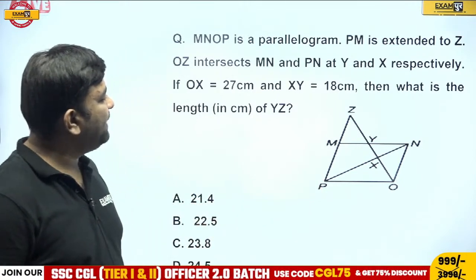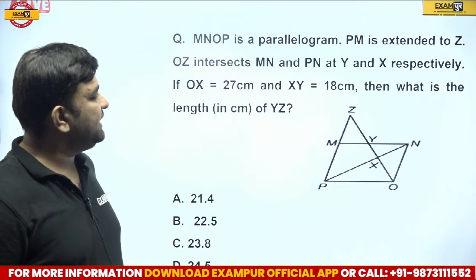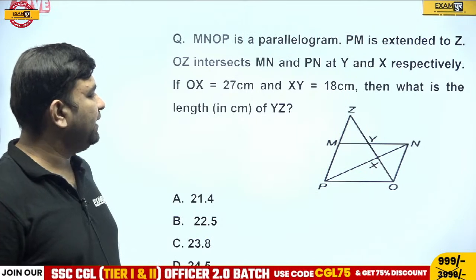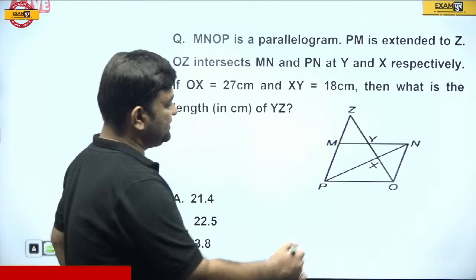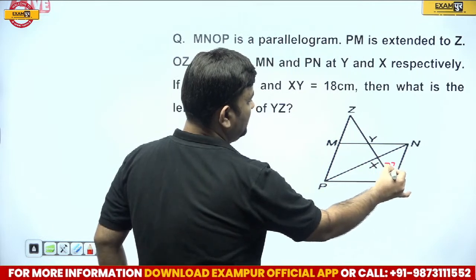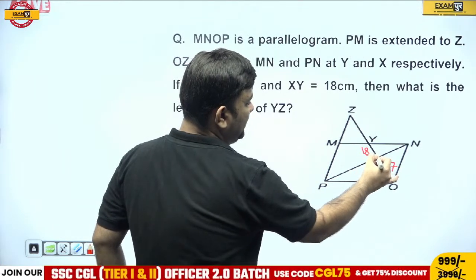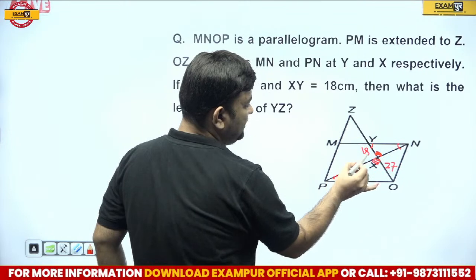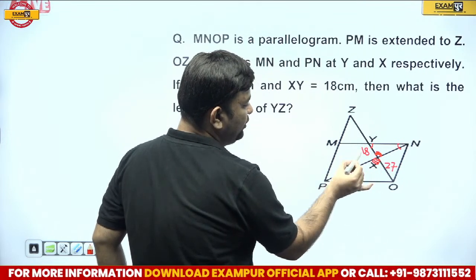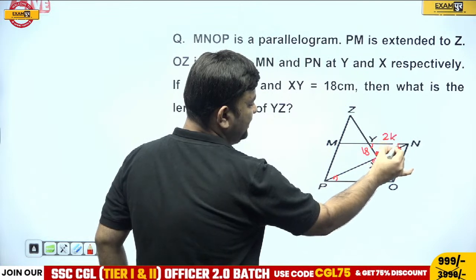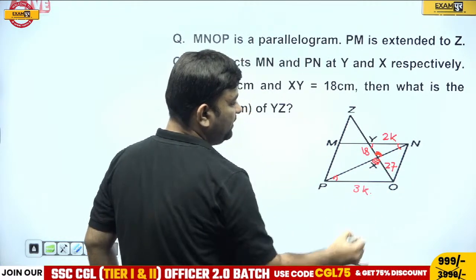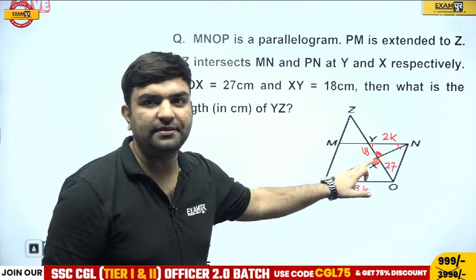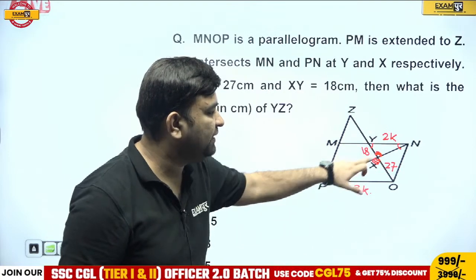MNOP is a parallelogram. PM is extended to Z. OZ intersects MN at Y and X. OX is given as 27. And XY is given as 18. You know these two triangles are similar triangles. Corresponding side is in the ratio 2:3, so they should also be in the ratio 2:3.